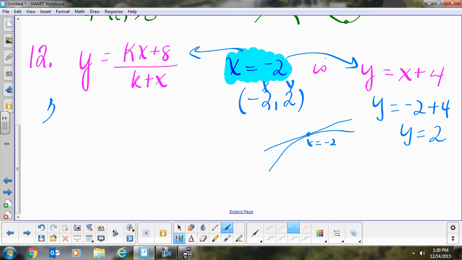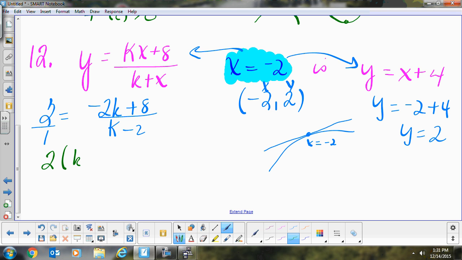So we can say 2 is equal to negative 2k plus 8 over k minus 2. Am I good? You're getting the short version. If you want to see the long version, you can listen to A Block. I did. Did you? Okay, so I'm not the only one. I did a lot of stuff. 2k minus 4 is equal to negative 2k.